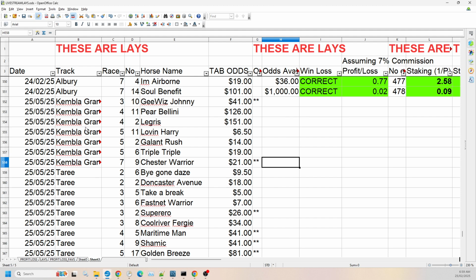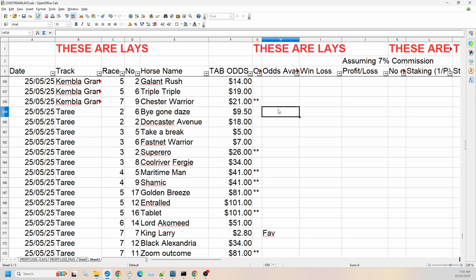The only other one that's interesting in there is probably race 5, where we've got a few lower odds horses. There's a $650 chance in Loving Harry, and Gallant Rush is $14, and Triple at 19. So apart from that, not many selections at Kembla Grange. It is a bit wet here today. I do live near Kembla Grange. It's a little wet this morning, a bit cloudy. It'll probably start on a soft track.